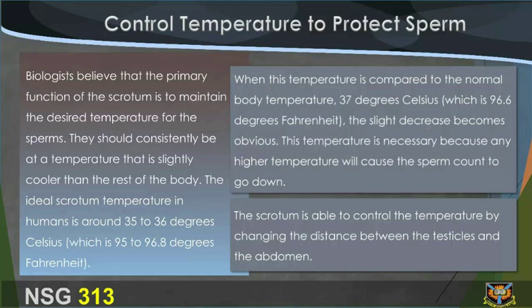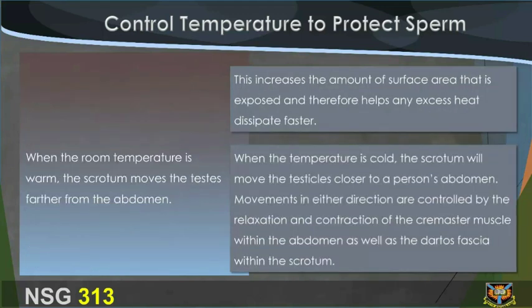When this temperature is compared to the normal body temperature, 37 degrees Celsius, which is 98.6 degrees Fahrenheit, the slight decrease becomes obvious. This temperature is necessary because any higher temperature will cause the sperm count to go down. The scrotum is able to control the temperature by changing the distance between the testicles and the abdomen. When the room temperature is warm, the scrotum moves the testes further from the abdomen. This increases the amount of surface area that is exposed and therefore helps any excess heat dissipate faster.